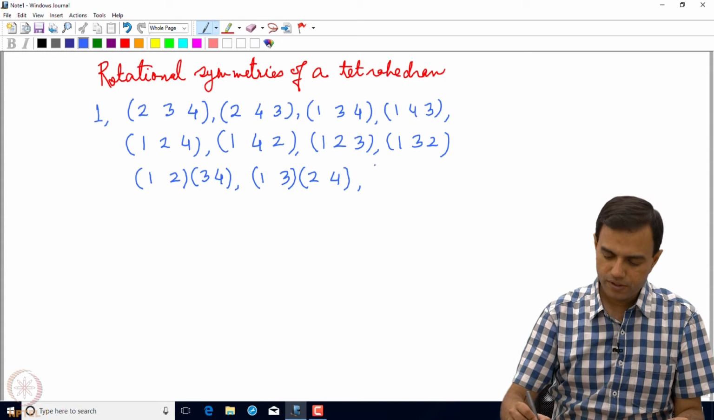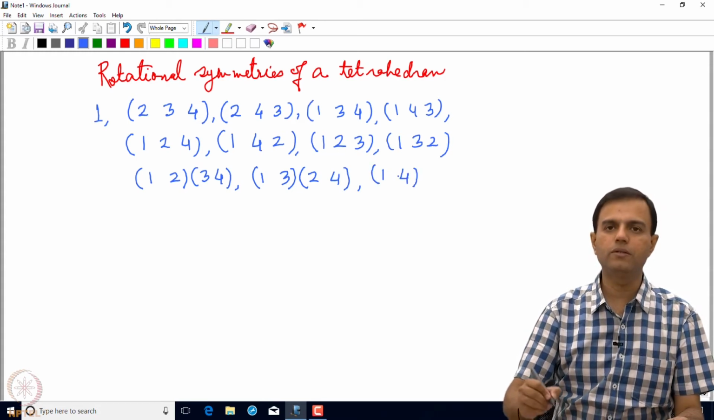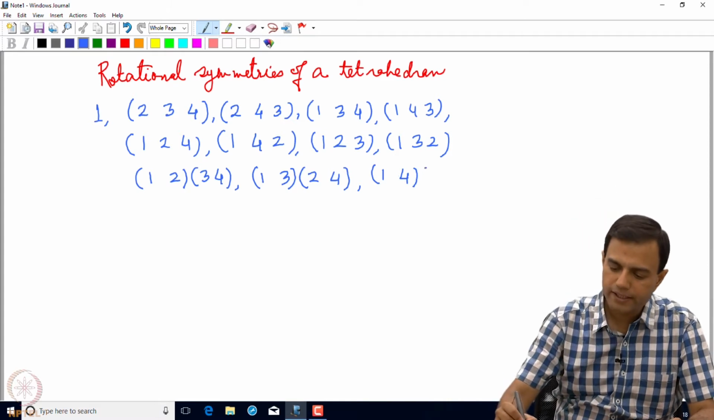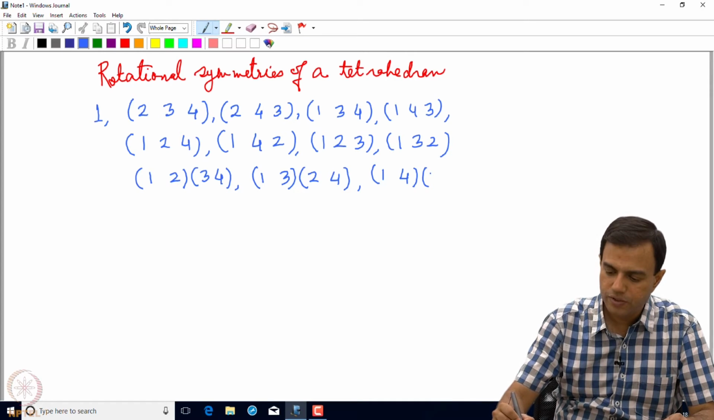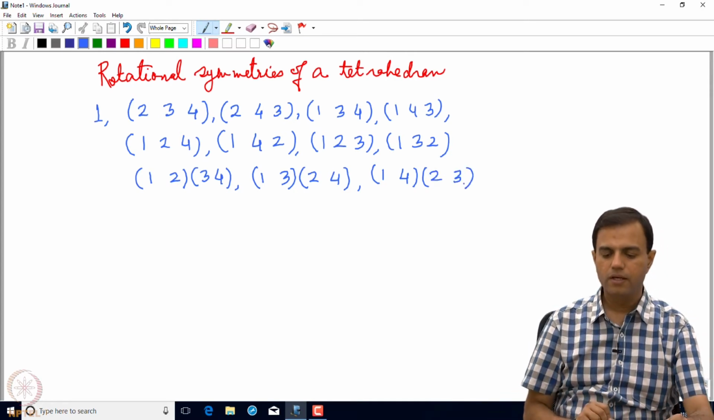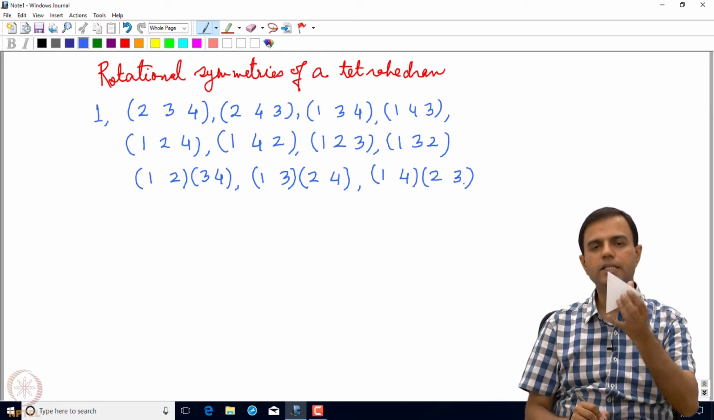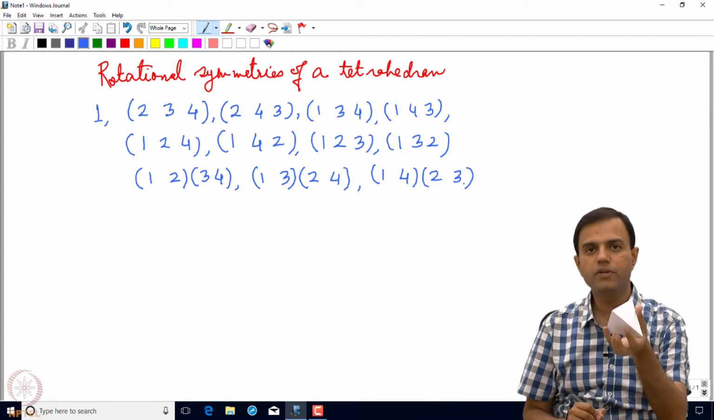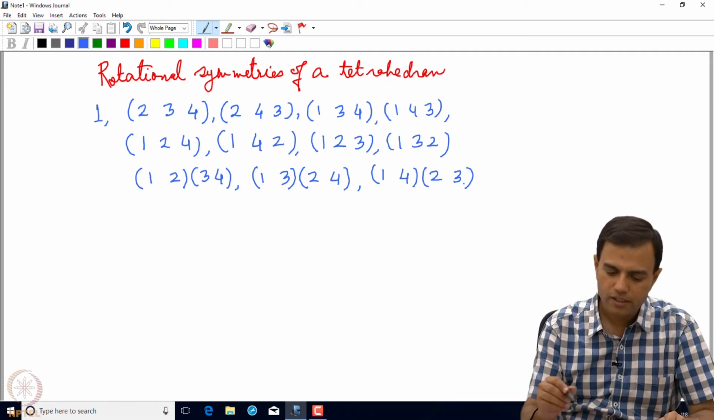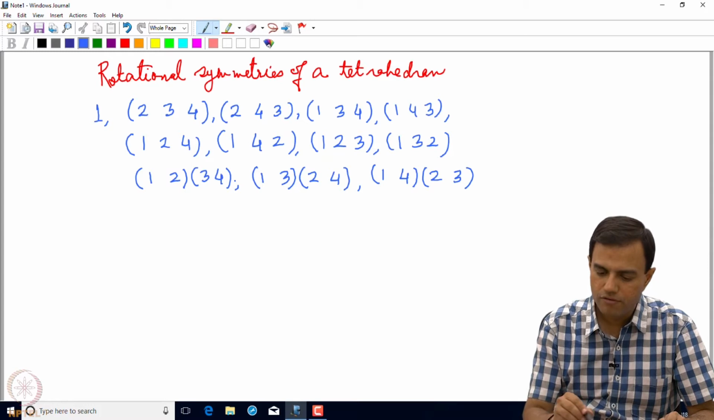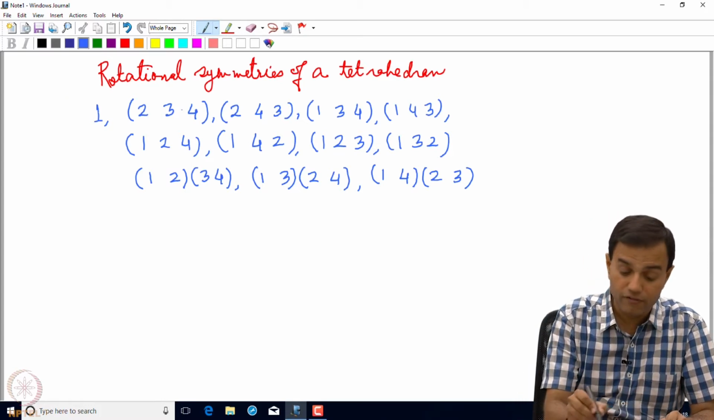And there's one more. 1, 4: I pick vertices 1 and 4, and then I pick the other one, the opposite side. So there I am swapping 2 and 3. So these are all the elements here in the group of rotational symmetries of the tetrahedron. So how many of these are there? 3 of these, 4 of these, 7, and 5 of these, 12.